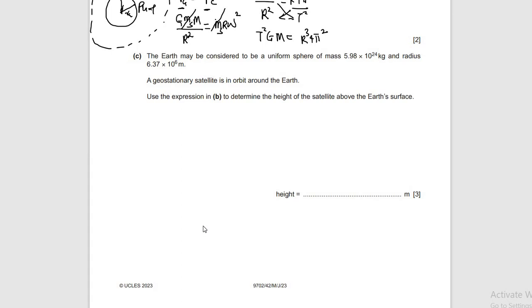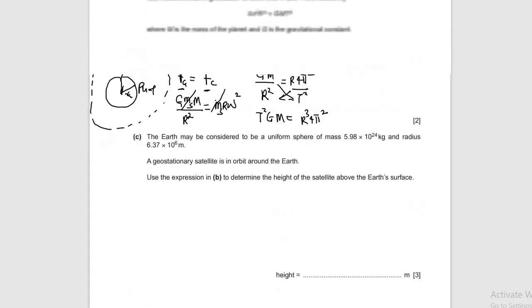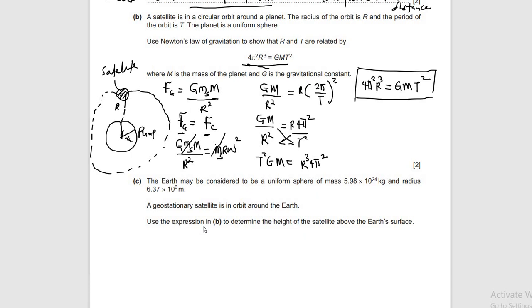The Earth may be considered to be a uniform sphere. The uniform sphere we are talking about, the planet, is the Earth. So this at the center is the Earth. The mass of the Earth is 5.98 times 10 to the power 24 kg, and the radius is 6.37 times 10 to the power 6.